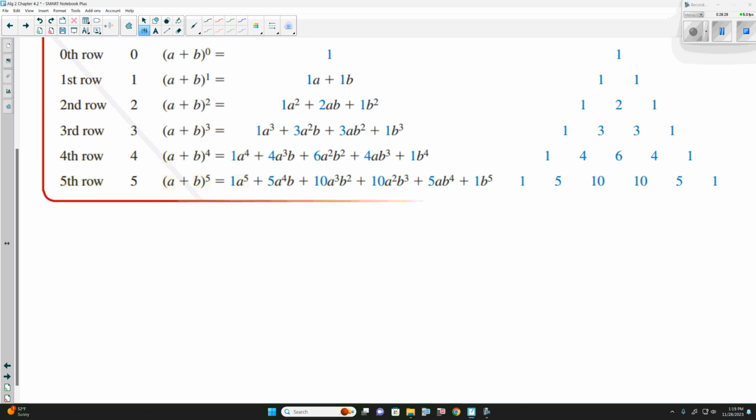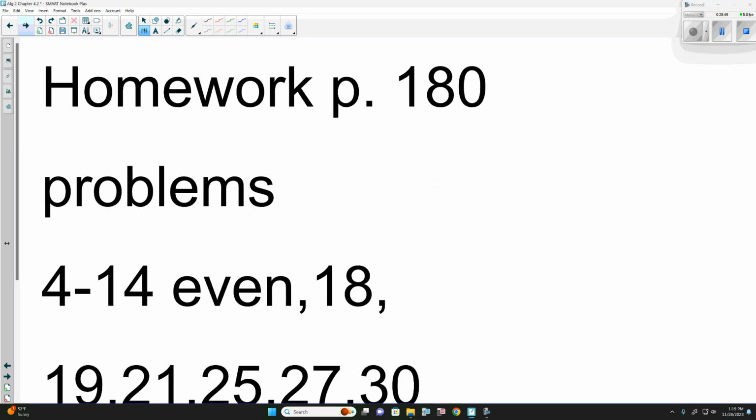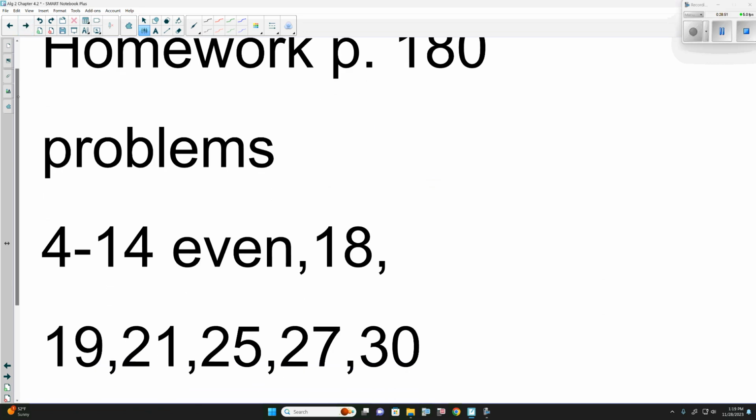And this is a way to factor or expand any binomial to a power. But it's not necessarily necessary because we can do it by hand and multiply it by itself 5 times and get to the same expression as using this here. But either way, that's all we're doing today.